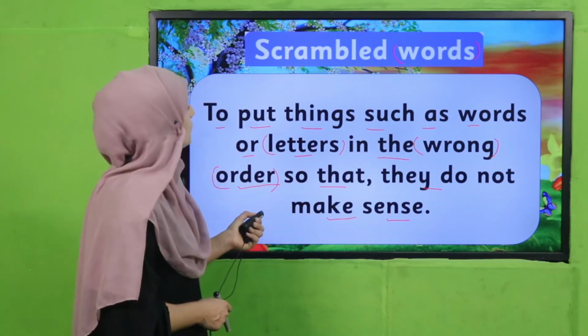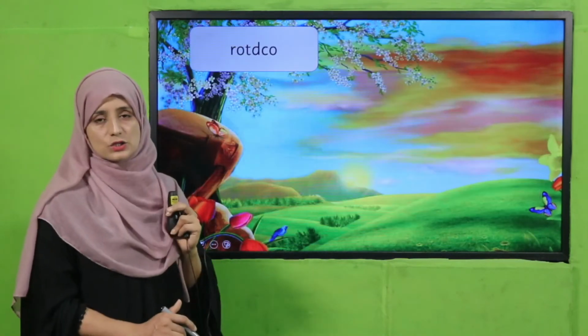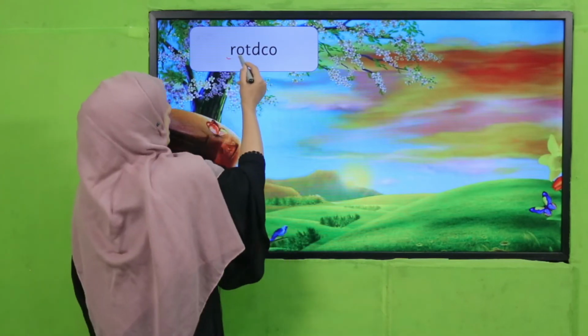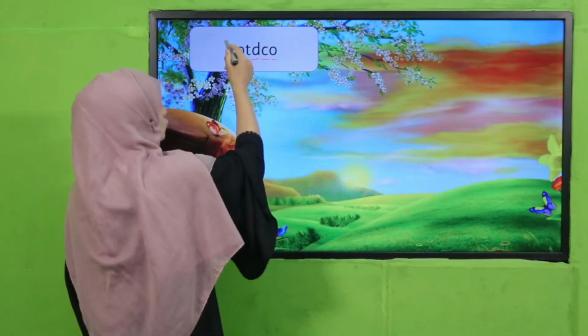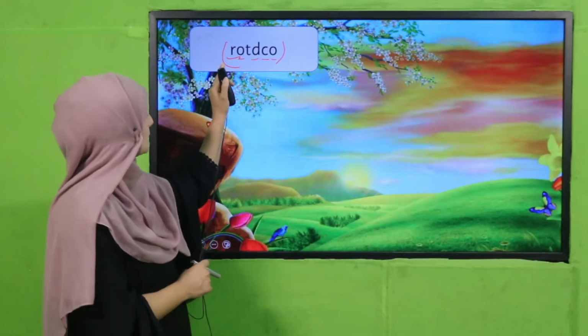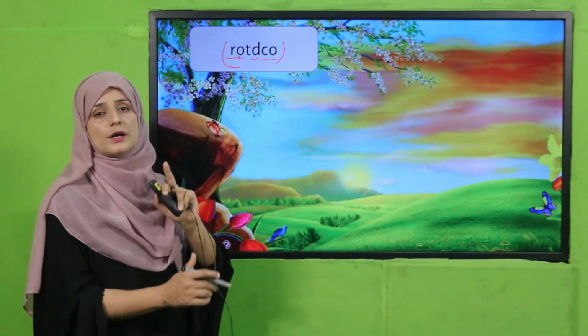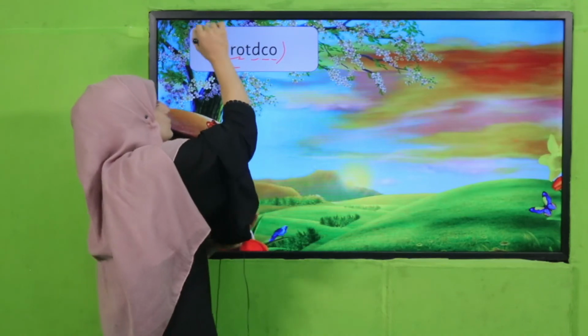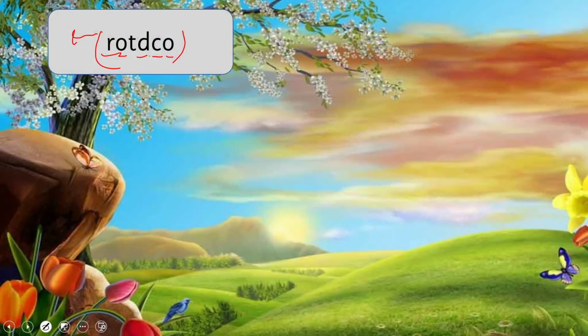So you can see there, an example is there. Read that, my dear students. ROTDCO. So can you get that? Which word is this in this order? If we place the letters in this order, this is called a scrambled word. Such types of words are called scrambled words.